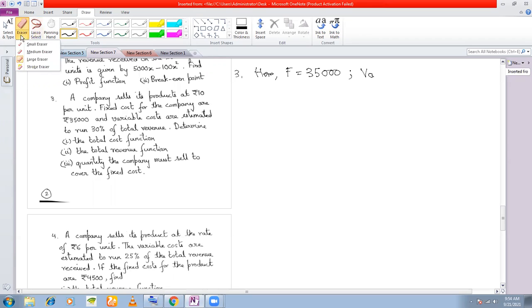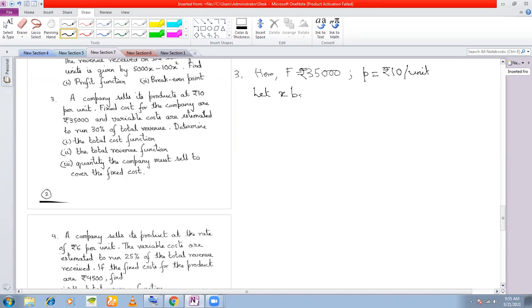Variable cost we'll calculate later because variable cost is given as a percentage of total revenue. Selling price per unit or P is given to be rupees 10 per unit, right? And fixed cost is 35,000 rupees. You need to calculate the total cost function first. In order to calculate the total cost function, you first need fixed cost, which is given. You need the total variable cost. Okay. So I say let X be the output, that is, the number of units produced.